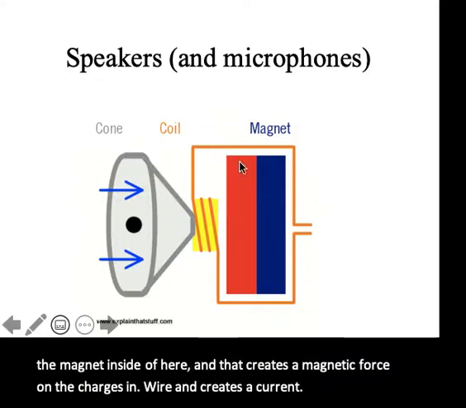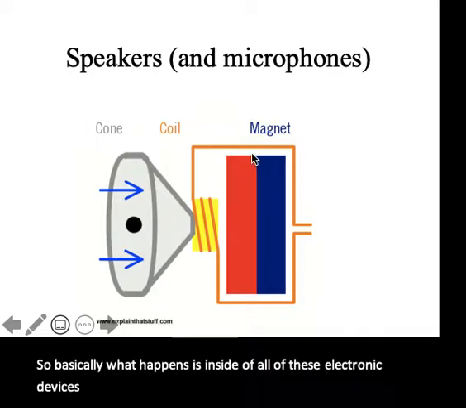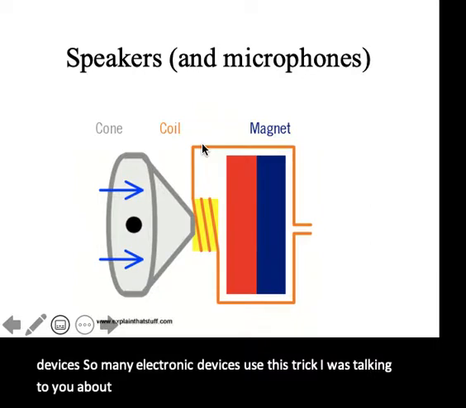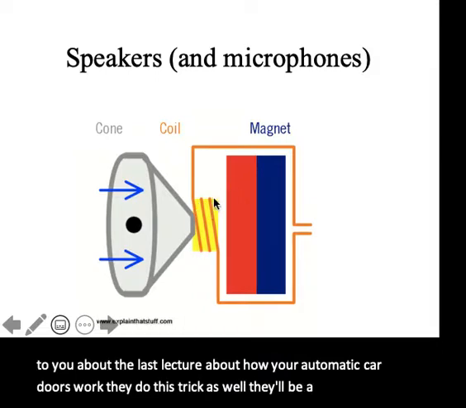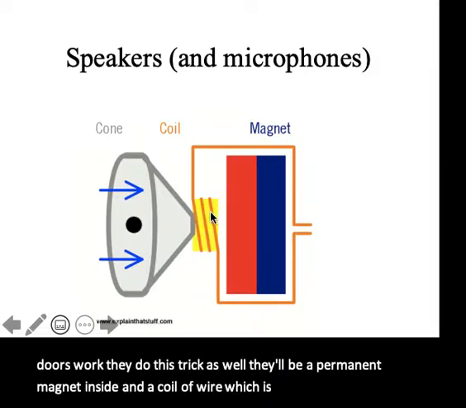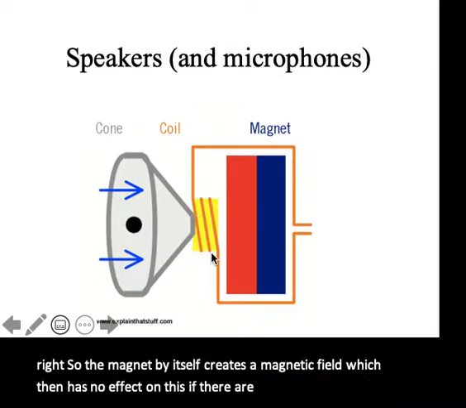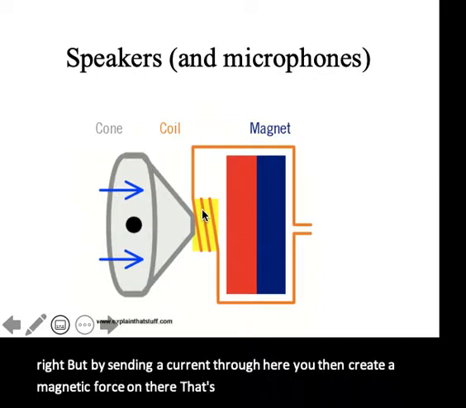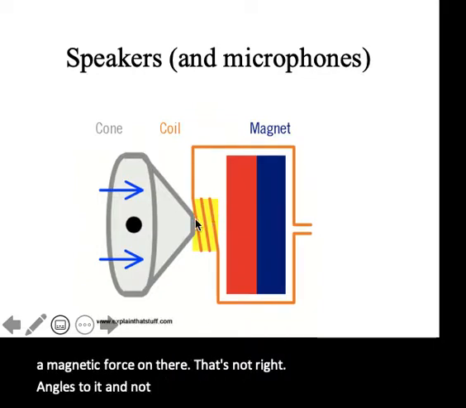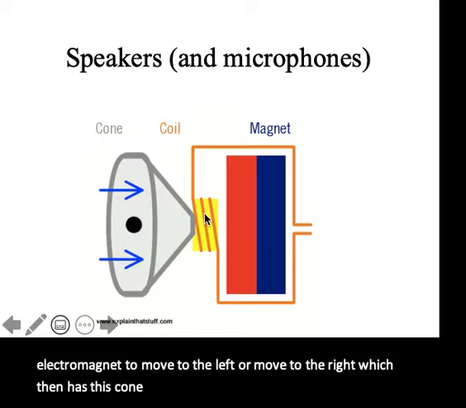So basically, what happens is inside of all of these electronic devices, so many electronic devices use this trick. I was talking to you in the last lecture about how your automatic car doors work. They do this trick as well. There'll be a permanent magnet inside and a coil of wire, which is the electromagnet, right? So the magnet by itself creates a magnetic field, which then has no effect on this if there are no charges in motion, right? But by sending a current through here, you then create a magnetic force on there that's at right angles to it. And that magnetic force will then cause this electromagnet to move to the left or move to the right, which then has this cone attached to it, which is moving the cone left or right.